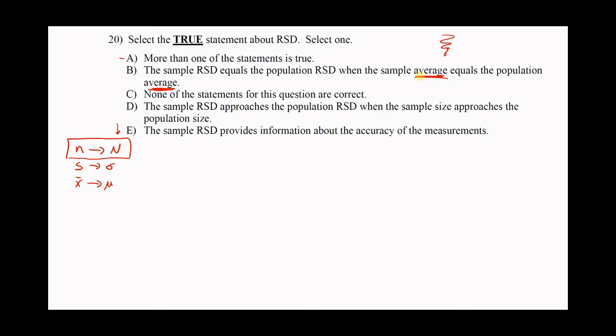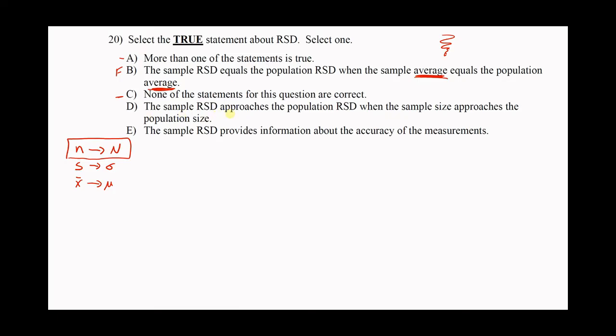Because there are several times when the sample average will be equal to the population average. But that doesn't mean that the standard deviation will be equal, which means your RSD will not be equal. Okay, none of these statements for this, so this is false. None of the sample statements for this question are correct. We'll come back to this.